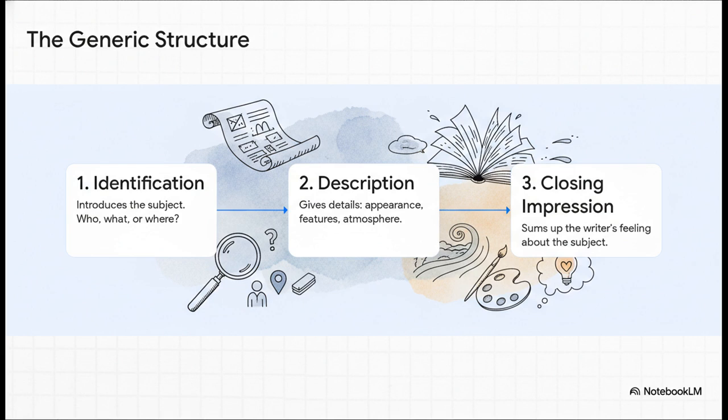Just 3 steps. First, identification. You just introduce what you're talking about. Then, description. This is the juicy part where you pack in all those sensory details. And finally, you give a closing impression, just wrapping it up with a final feeling. So remember, identify, describe, impression. It's a simple little structure, but it is so powerful.